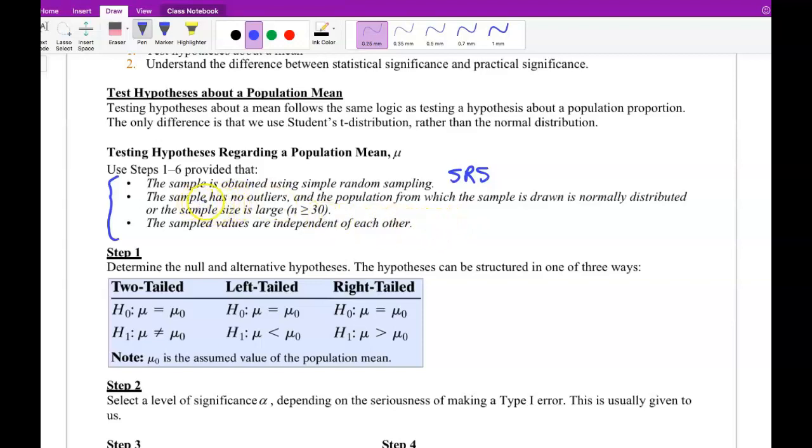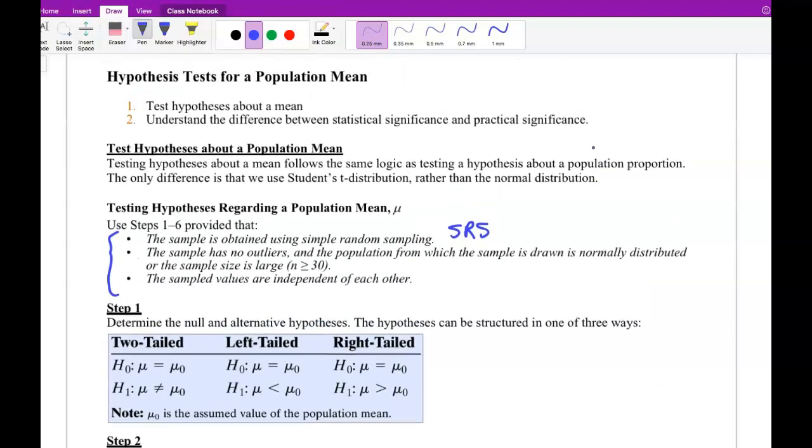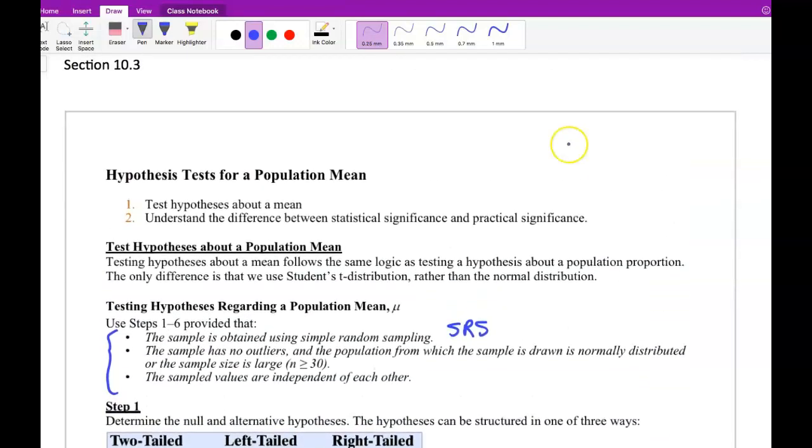The next requirement is that the sample has no outliers, and the population from which the sample is drawn is normally distributed. What that means is our sample size should be greater than or equal to 30. We had this part before, but we don't know what an outlier means. So let's have a definition for what an outlier is. Okay, I'm writing that here.